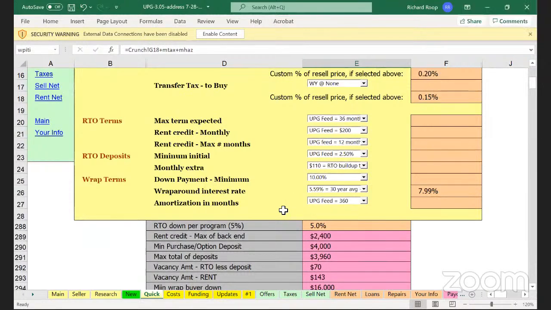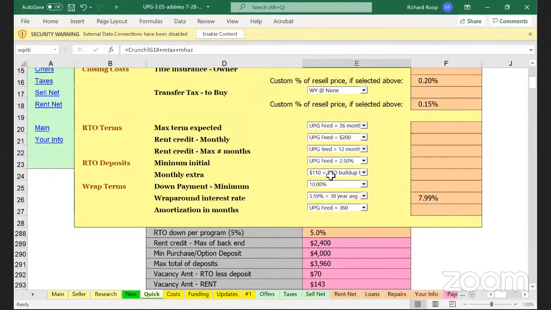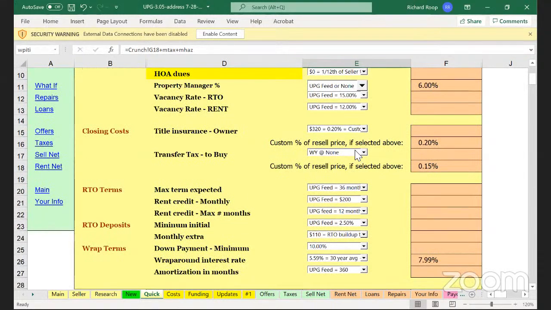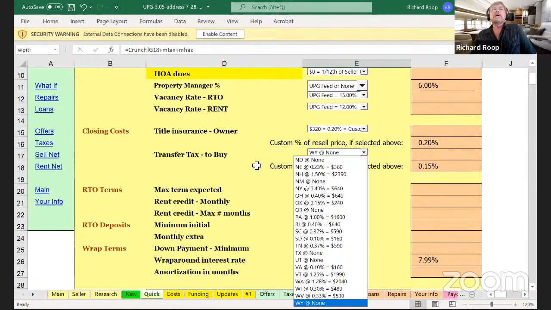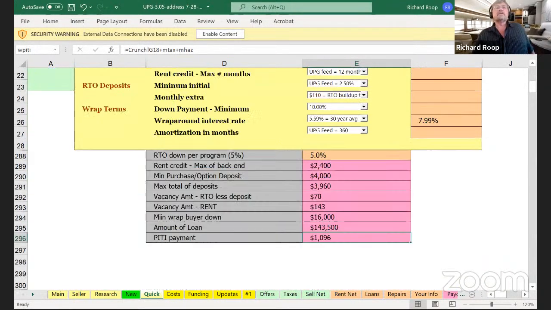By the way, the transfer tax, I was looking it up. It's 10 cents for every $100, so it's not much. All right, I'll just leave it at none.